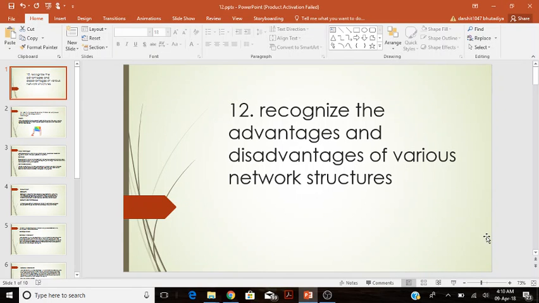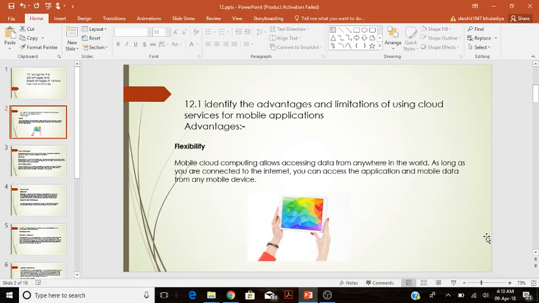Okay, so this is video 12. Recognize the advantages and disadvantages of various network structures. 12.1 Identify the advantages and limitations of using cloud services for mobile application.